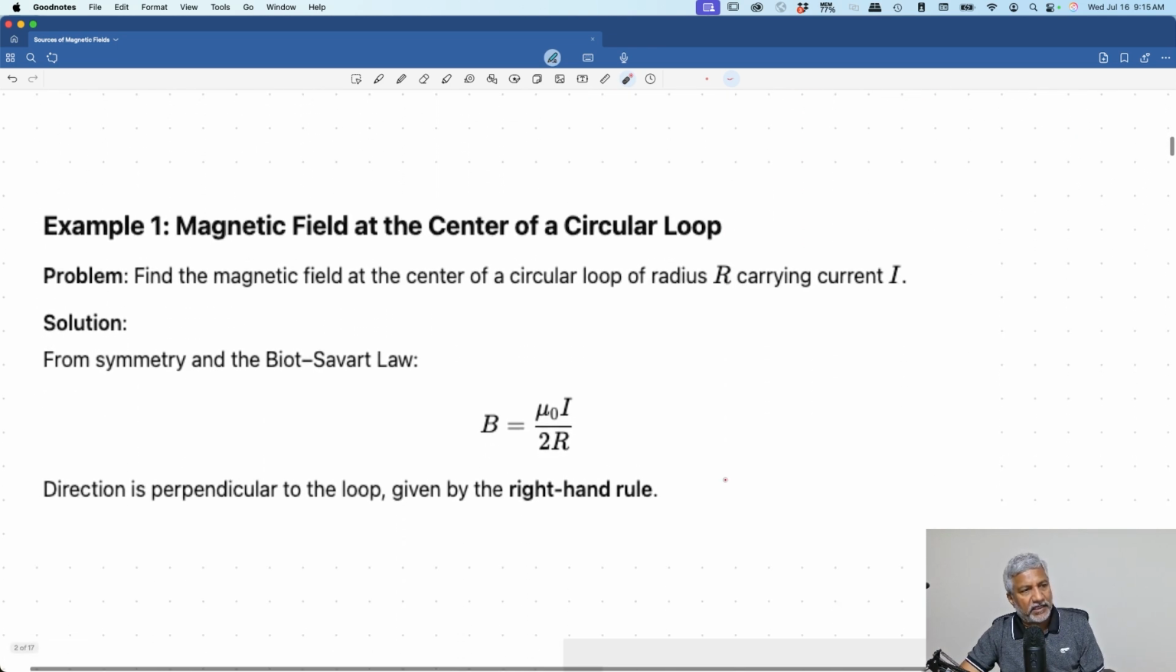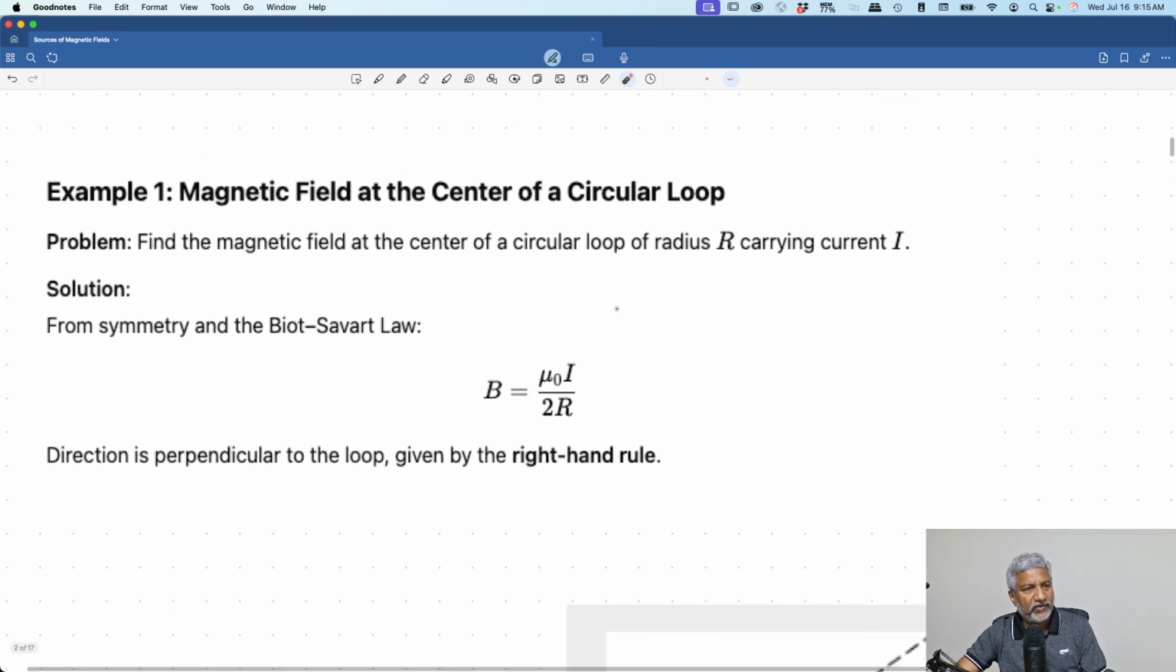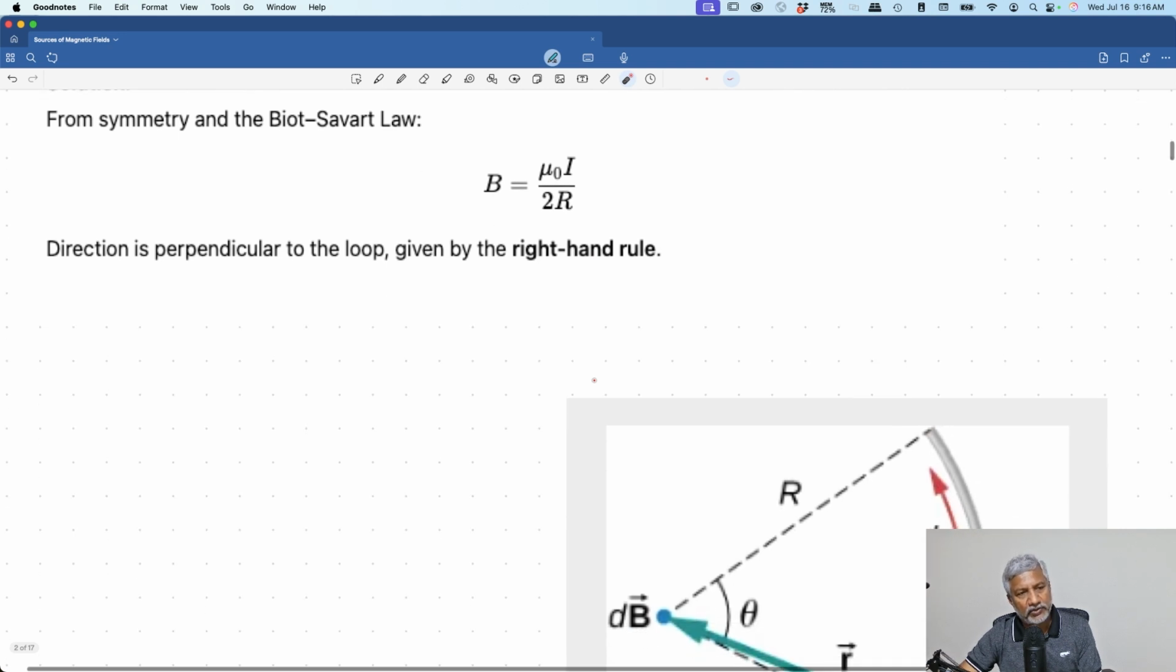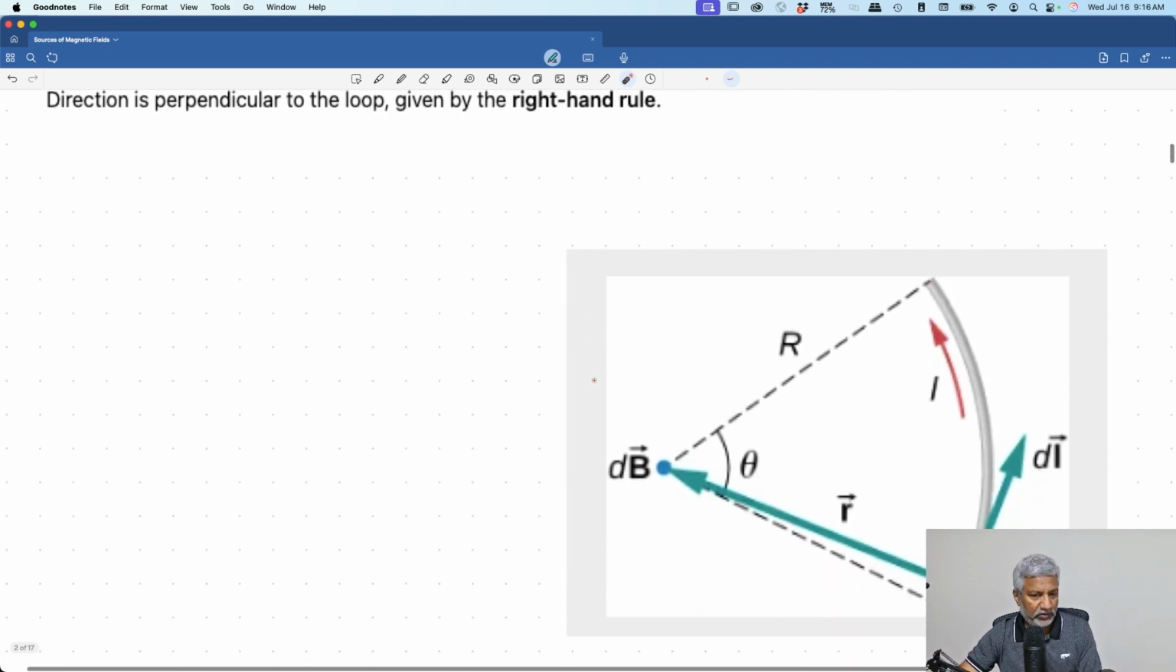So here is an example. Find the magnetic field at the center of a circular loop of radius r carrying current I. Now, I'm going to give you the formula and I'm going to show you how we get this. But it's useful to remember that the magnetic field at the center of a circular loop is given by this formula, where r is the radius of the loop and I is the current. And the direction is perpendicular to the loop given by the right-hand rule. I hope you remember that.